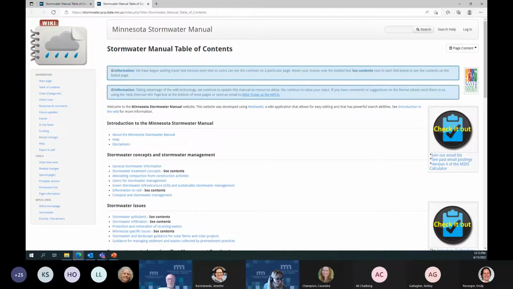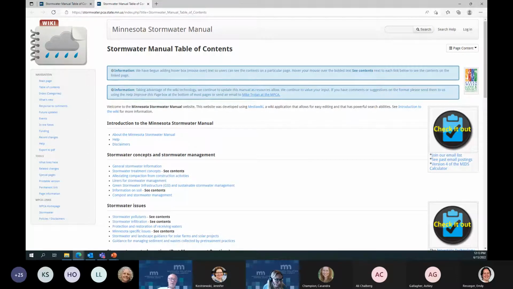For those of you who have not been to the manual, if you were to go to the table of contents page, this is what you would see. You'll see there's a left toolbar similar to Wikipedia, so it's written in MediaWiki, the same format that Wikipedia is written in. Some of the links on the left are the same, some are different than Wikipedia, but it's a way to get around. There's a couple of different ways to get around in the manual.